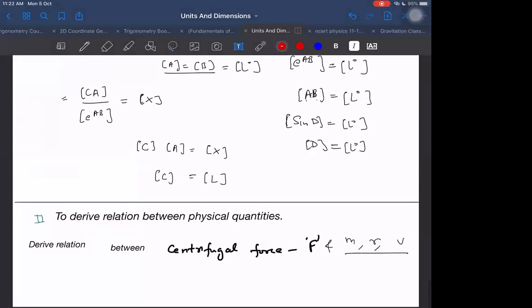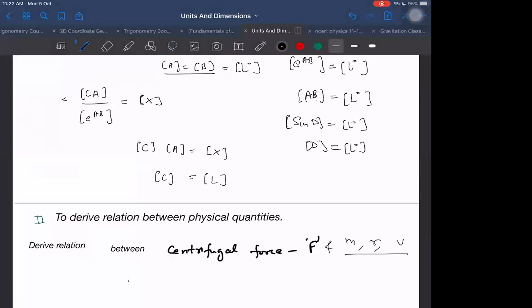So let the centrifugal force be related like this. F is equal to some constant, maybe K. I don't know what that constant is, a dimensionless constant, into M raised to power A into R raised to power B into V raised to power C. I will keep on naming these numbers A, B, C, D, etc., and then I will try to derive this.